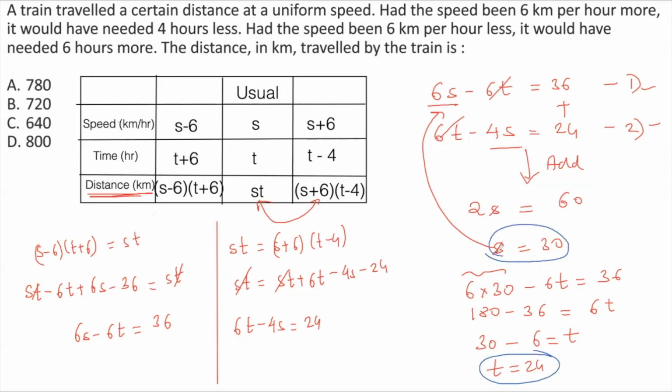And now the last step to the answer, we just need to multiply the speed and the time to get the distance. Multiplying the original speed 30 with the original time 24, the original distance is 30 into 24, 720 kilometers. It is the B option. So that's one way of answering the question. You'll be surprised to know there are two more ways to answering this question, including one shortcut.